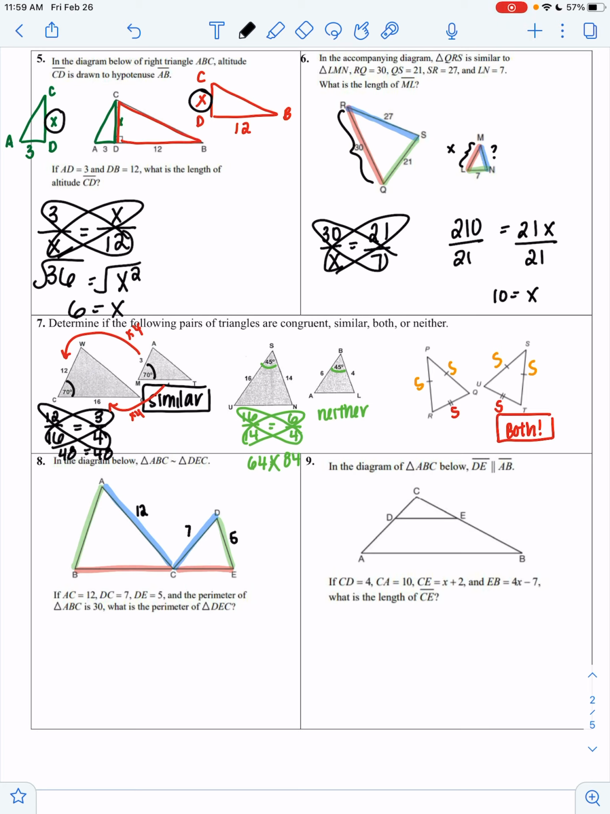The first thing I'm going to do is try to find this green side because that's the only side that I can find information for right now. So I'm going to set up my ratio. Blue over blue is equal to X over green. All right, let's cross multiply. I get 60 is equal to 7X. Divide both sides by 7. I'm just going to leave it as a fraction. X is equal to 60 over 7.